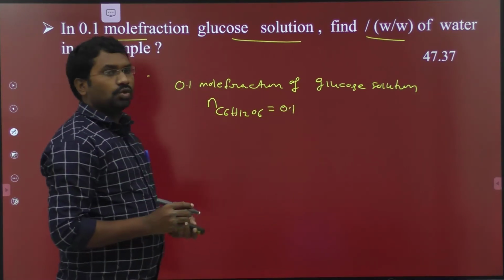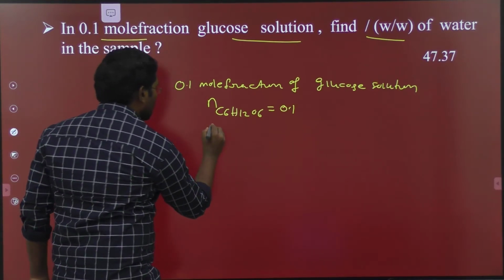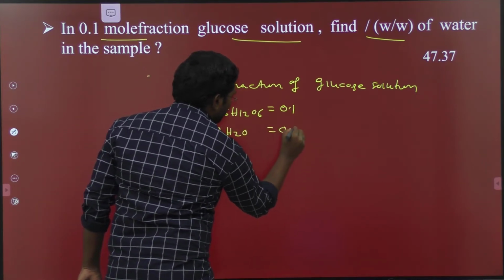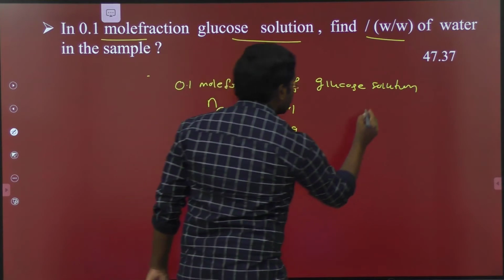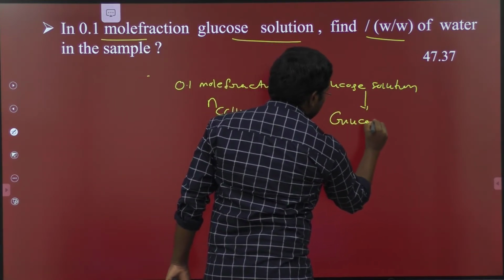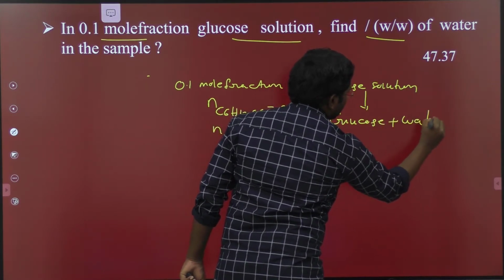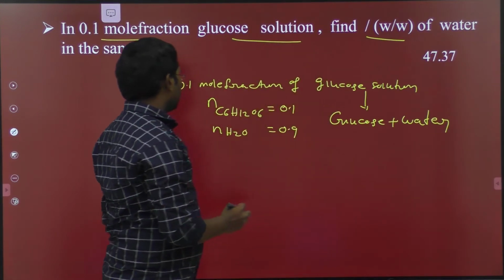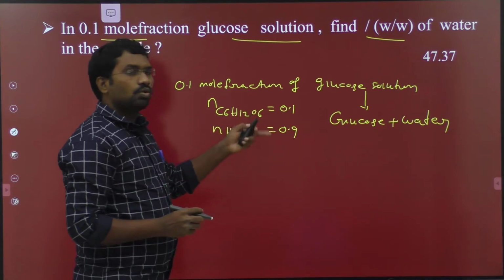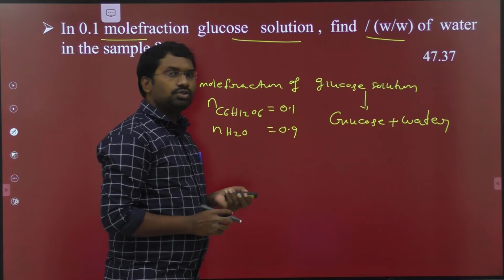So it is a glucose solution. Glucose solution means glucose in addition with water molecules. Therefore, the number of moles of water is equal to 0.9. A glucose solution consists of glucose plus water. So the number of moles of glucose in that solution is equal to 0.1, therefore the number of moles of water is equal to 0.9.